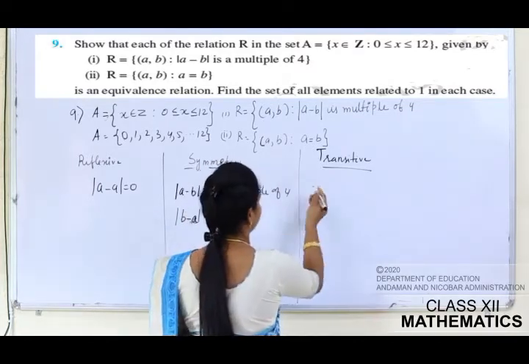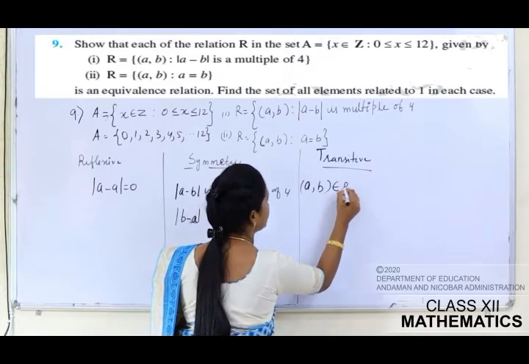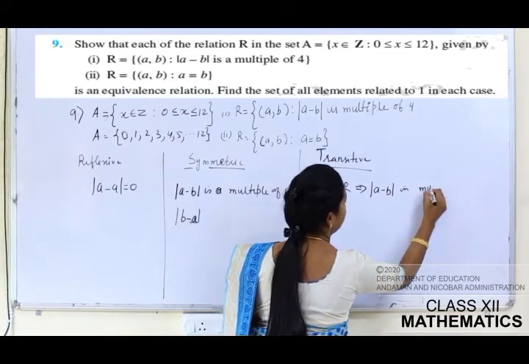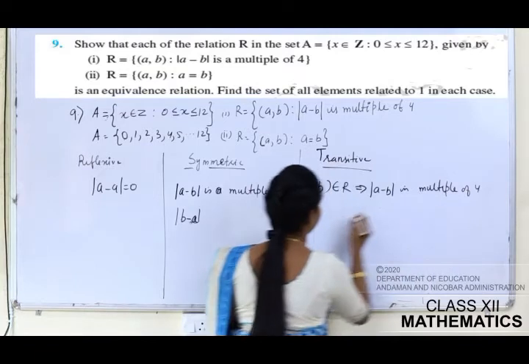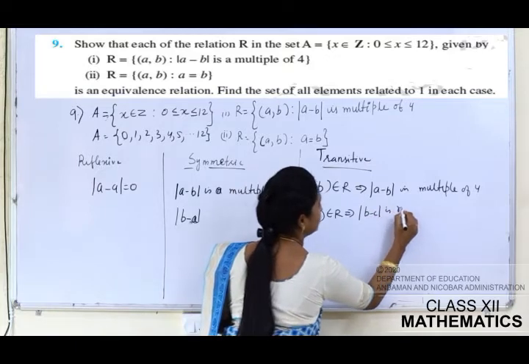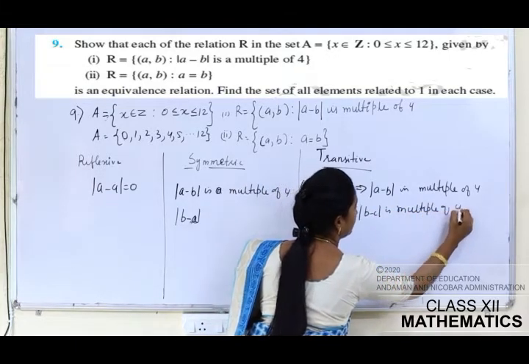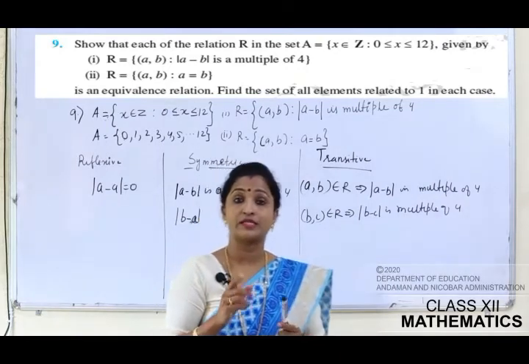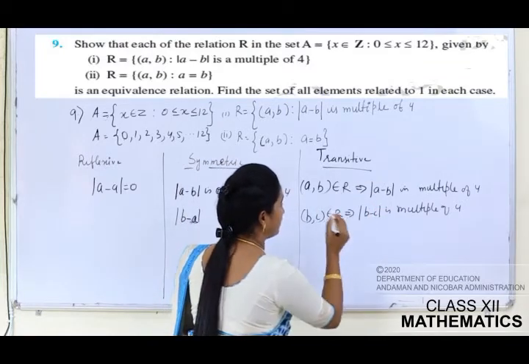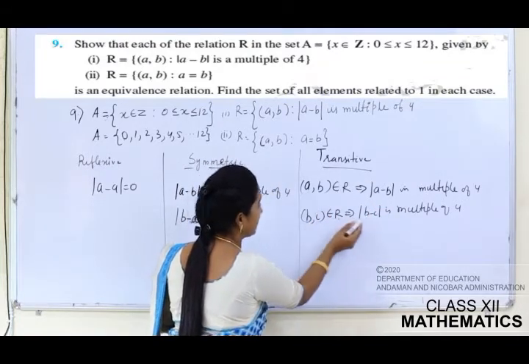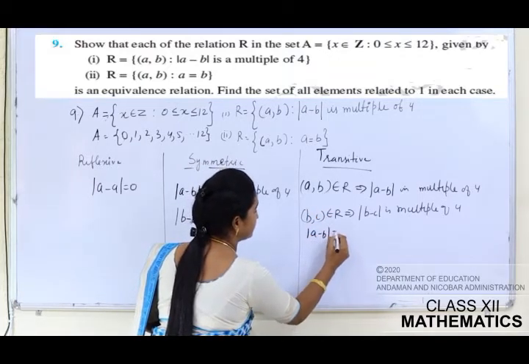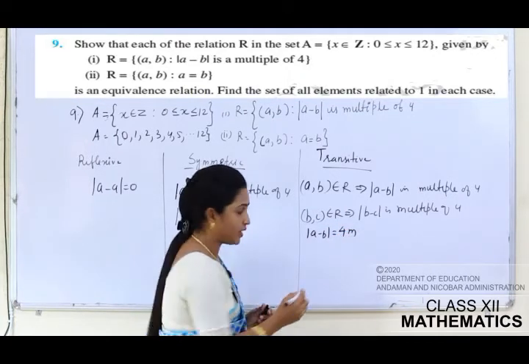That means in transitive, look here, (a, b) belongs to R implies that a minus b is a multiple of 4. Okay. Now (b, c) belongs to R implies that b minus c is a multiple of 4. Now same as I have done for the question modulus of a minus b is even, same type आपको proceed करना है यहाँ पे भी. See, a minus b is multiple of 4, b minus c. You have to show that a minus c is also a multiple of 4. See, a minus b is a multiple of 4 means a minus b can be written as 4m.